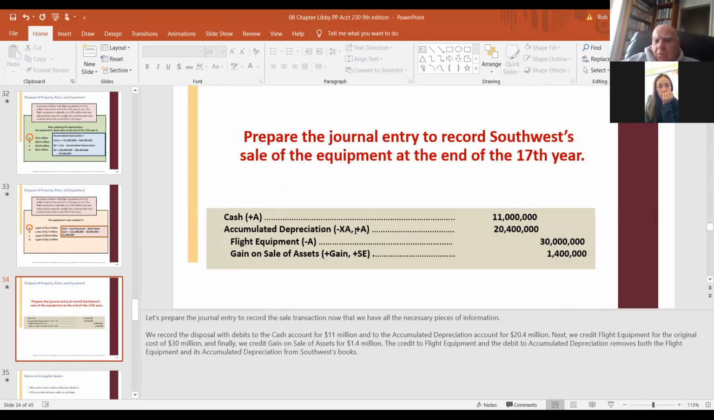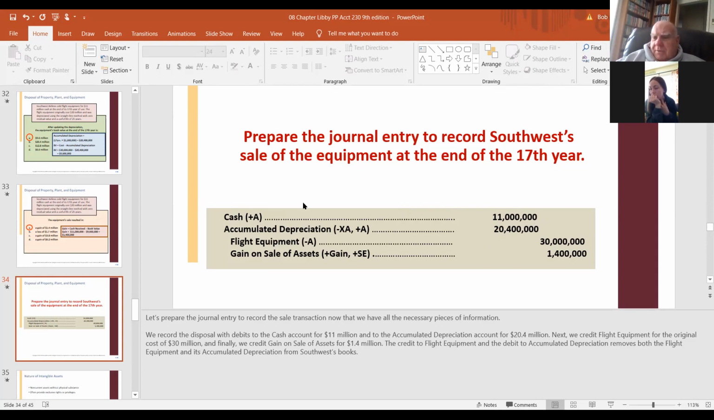Here's where I wanted to go over in the review. Your journal entry is always these 4 accounts when you dispose of an asset. In this case, somebody gave us $11 million for a piece of equipment that cost us $30 million. So we have to credit the original cost of the asset to get it off the general ledger. But we also have to remove the accumulated depreciation with a debit. So your entry is always the same with the disposal of a fixed asset.